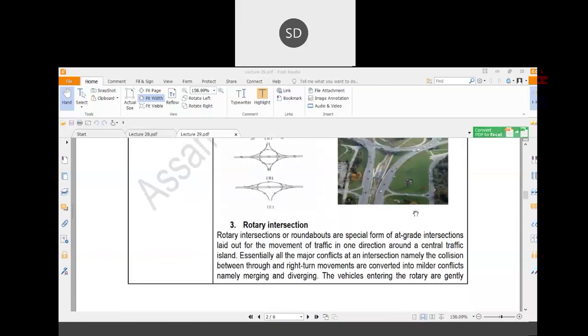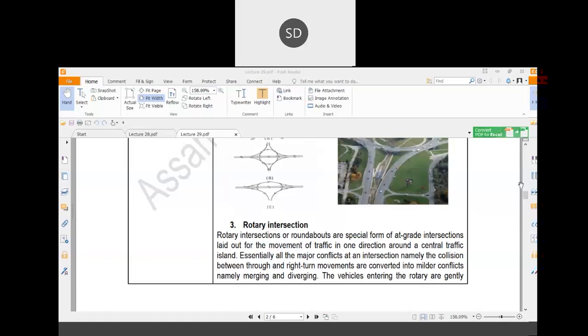Now, there is a special type of at-grade intersection, and that is called the rotary intersection. In the rotary intersection, all the crossing conflicts are converted to merging and diverging conflict points, and the vehicles are forced to reduce their speed in the roundabout portion. Basically, this is the main function of the rotary intersection.